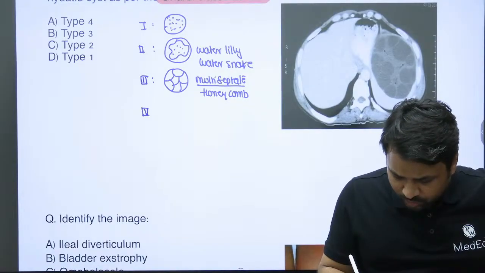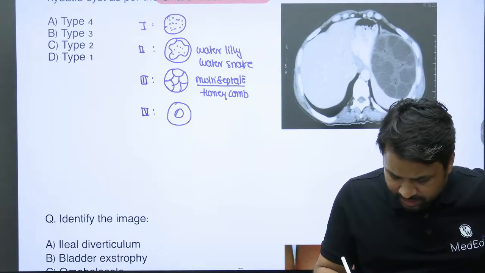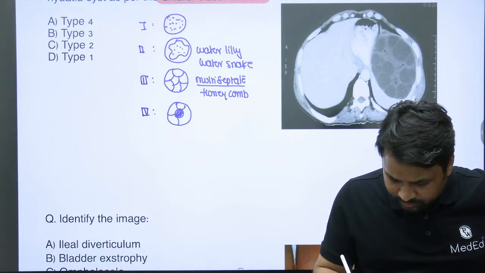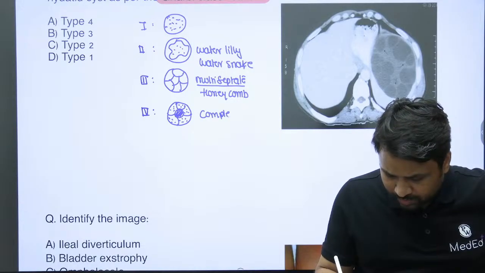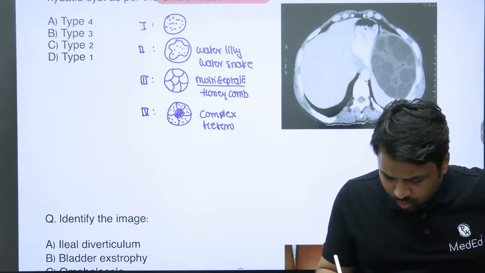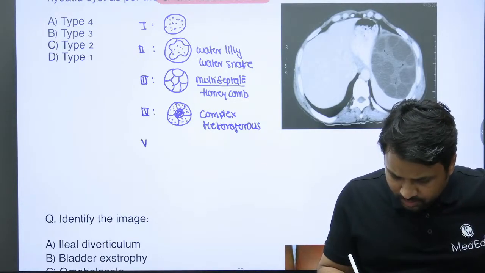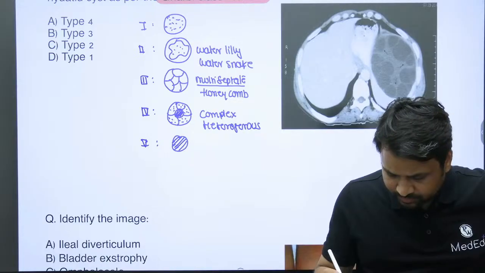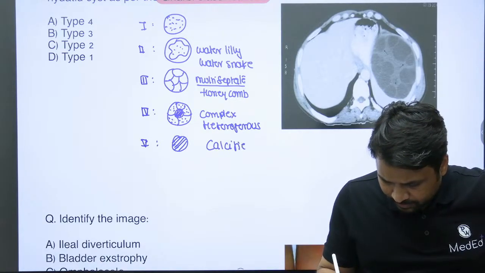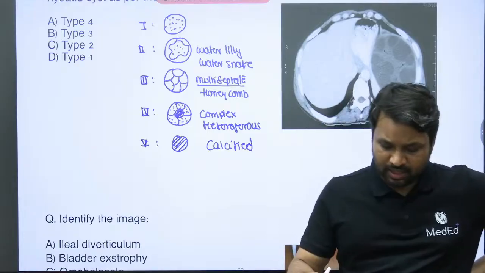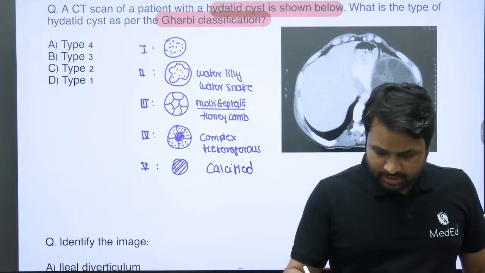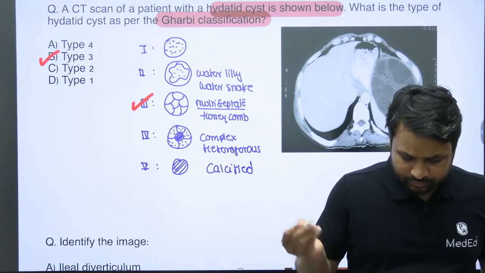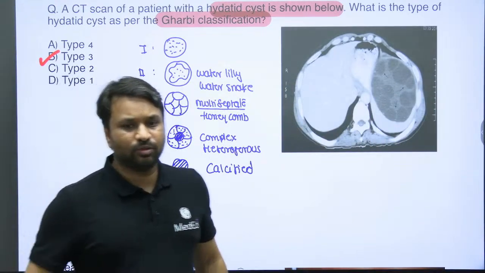Then you have type 4, where there is central calcification and peripheral septa filled with fluid. This is what we call complex heterogeneous. And the last one that you have is a calcified cyst. So when you look at the image, you can't miss it, right? The answer here is going to be type 3 with respect to Gharbi's classification.